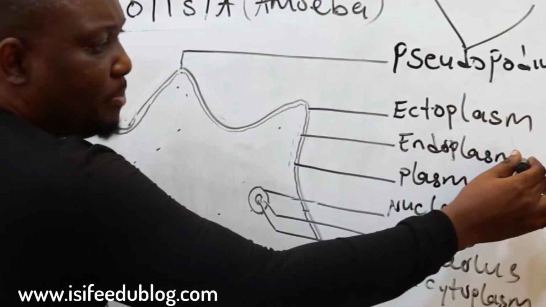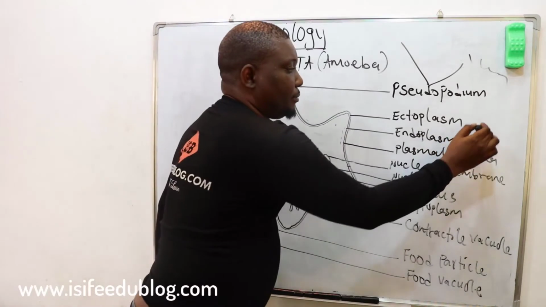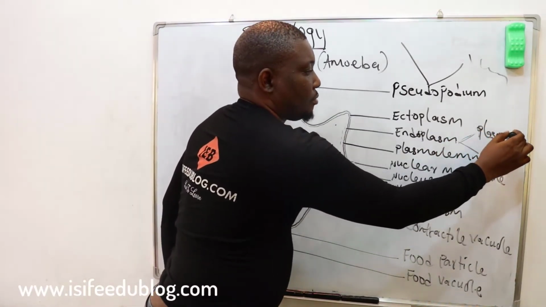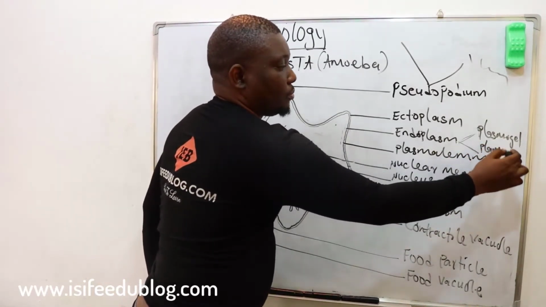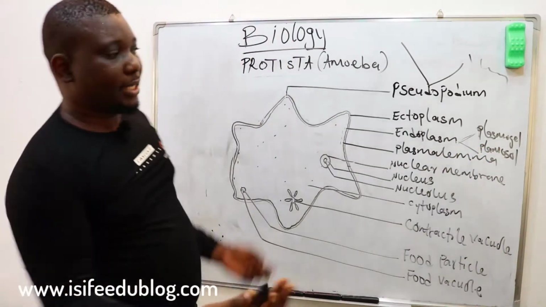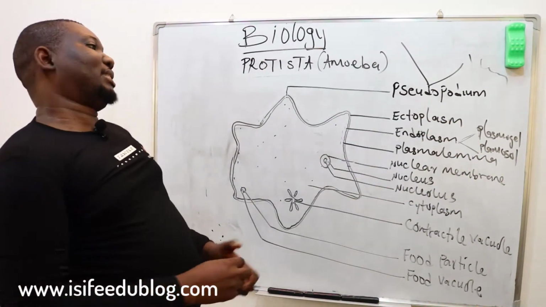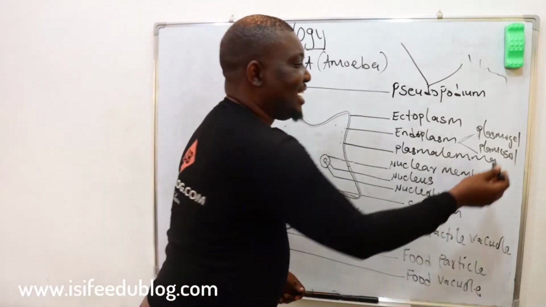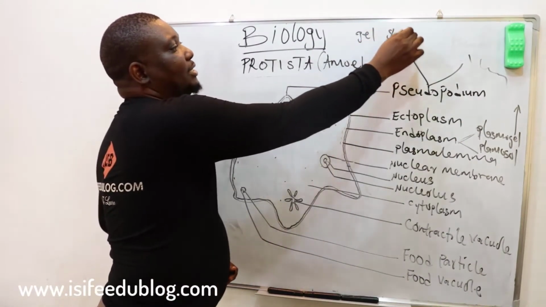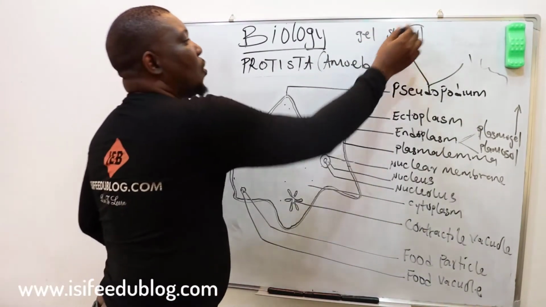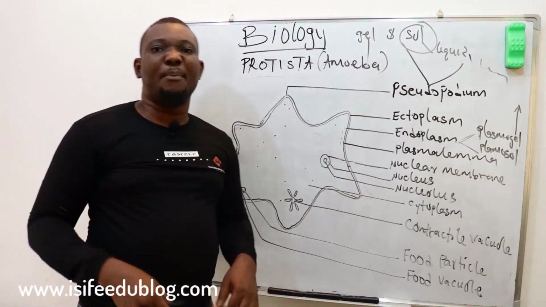This endoplasm is made up of two substances. One is plasmogel, and two is plasmosol. Alright, I will explain what these things are. The plasmogel, a little knowledge of chemistry will tell you, is a gel. You have what are called gel and sol. Sols are liquid. Gels are either solid or semi-solid.